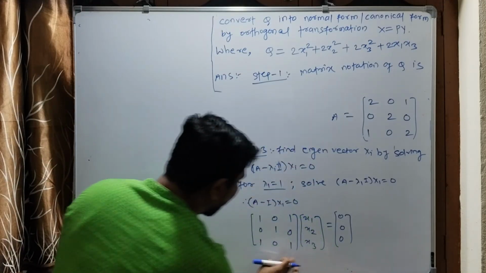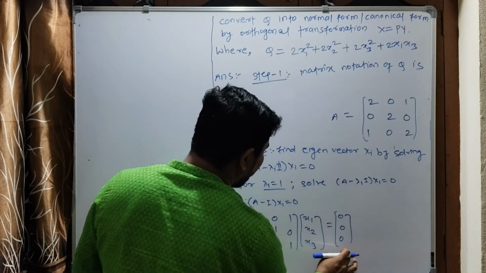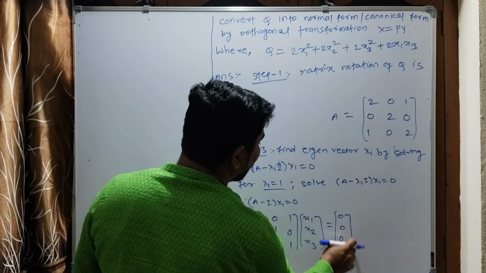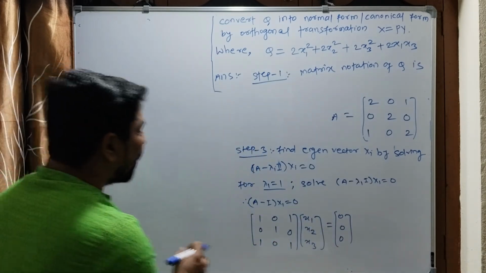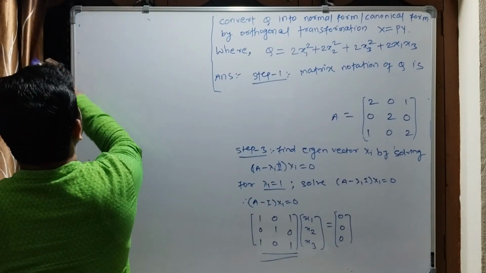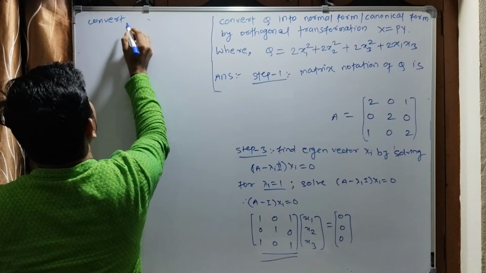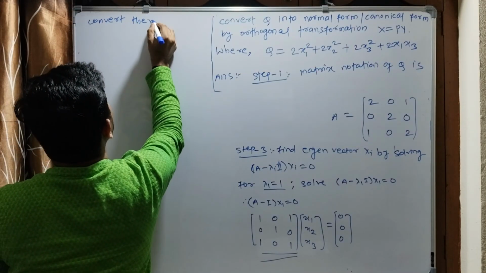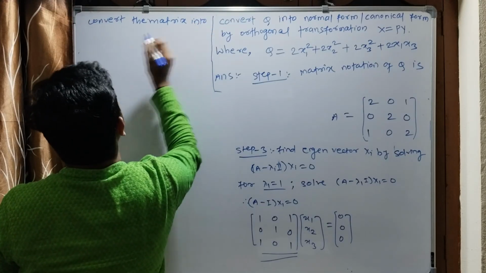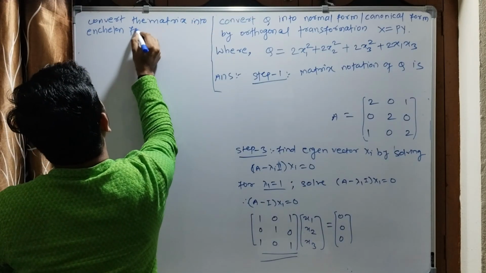Now convert this matrix A. This is my Ax equal to b, where A is this matrix, x is the column vector, and b is the vector of constants 0, 0, 0. Now I want to convert this matrix into echelon form.